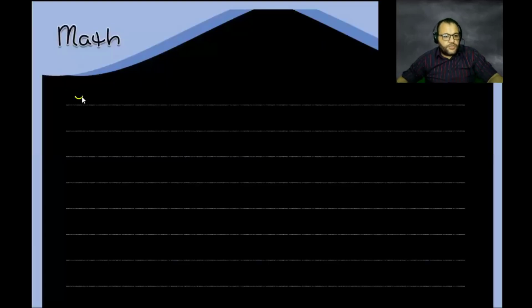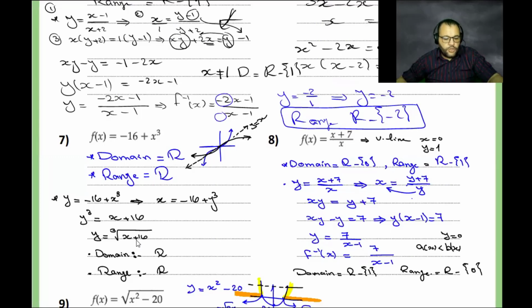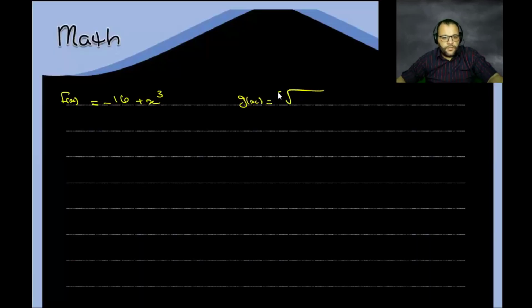The first function that we have, which is, sorry, that's not y, make it f of x, negative 16 plus x to the power 3. And g of x equals the cubic root of x plus 16. That's right. We need to check if both of them are inverse or not.